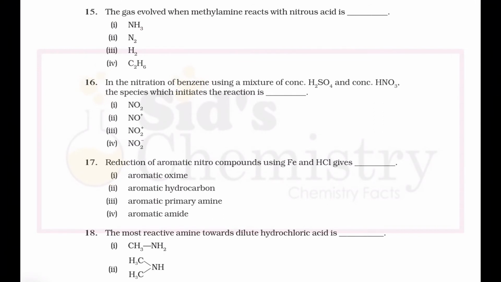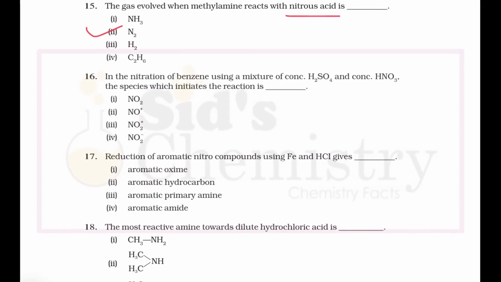Now coming to question number 15. The gas evolved when methylamine reacts with nitrous acid is. Now dear friends, the options are ammonia gas, nitrogen gas, hydrogen gas and ethane gas. The correct answer for this reaction is nitrogen gas, because it is evolved during the formation of methanol.